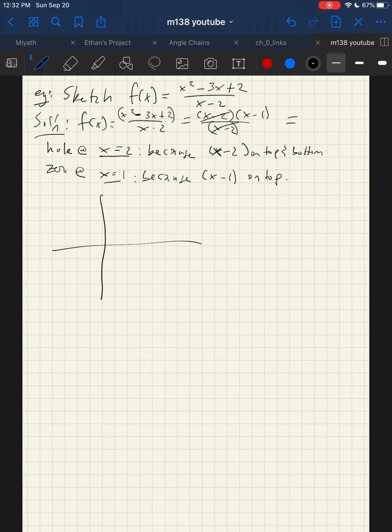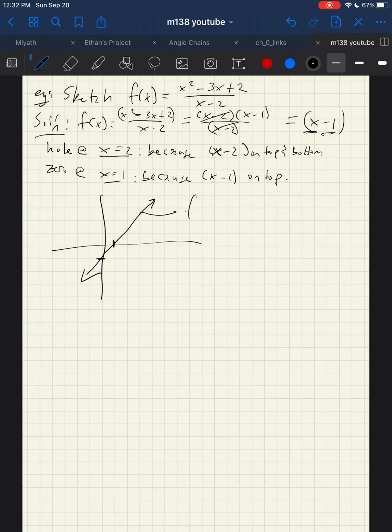So this essentially looks like the line y equals x minus 1. It's got a slope of 1 and a y-intercept of -1. So it's going to cross here and here. Got something like this. We're almost done, but you remember it's got a hole at x equals 2.